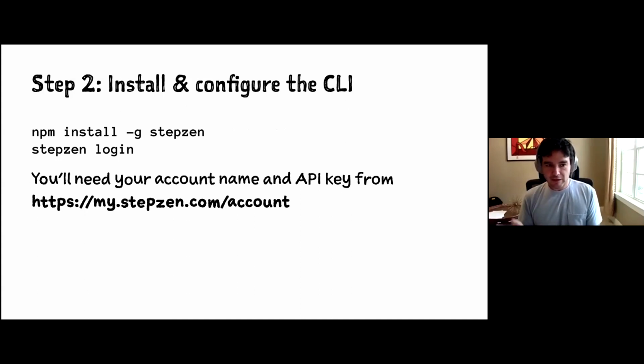And then you'll need your account name and API key, which once you have an account, you go to my.stepzen.com/account, and you'll be able to see your account name and your API key. You'll basically supply that once to the CLI, and you're logged in, and then it knows your account and will manage everything from that point on.